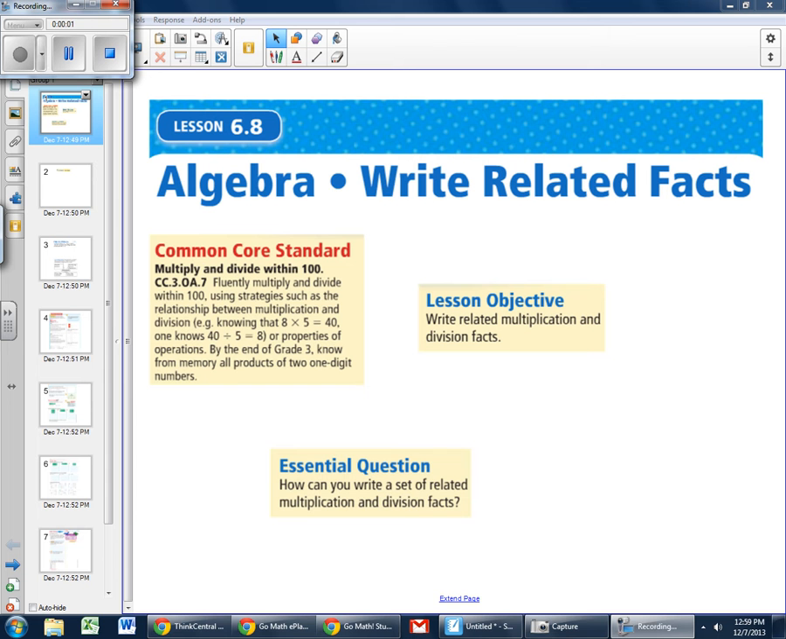Welcome to lesson 6.8, still working in the algebra strand of the Common Core, and today we're going to write related facts. Our lesson objective is just that. It is write related multiplication and division facts, so seeing the connection between those two. Your essential question is almost the same. It's just asking you how can you write a set of related multiplication and division facts, and then a reference to our Common Core standards that you can match up on the board.